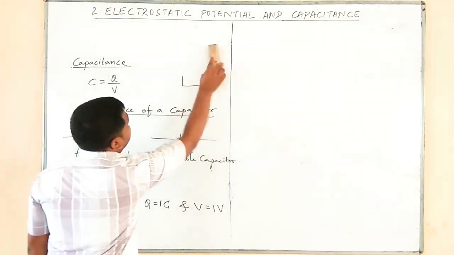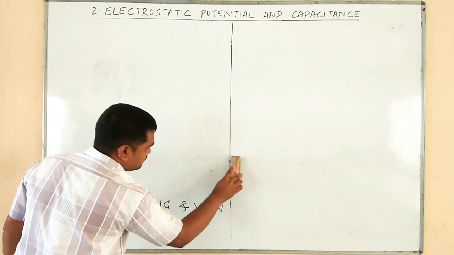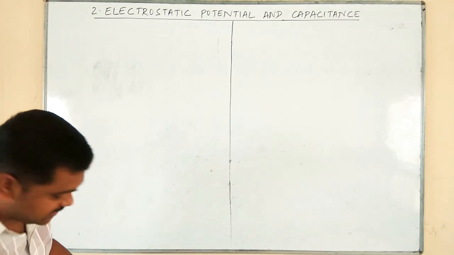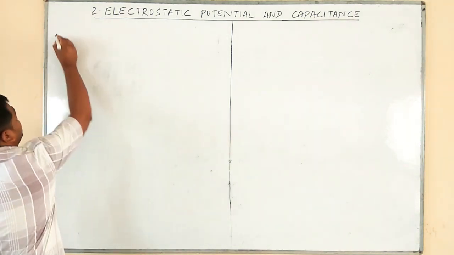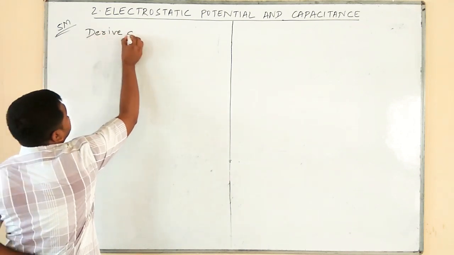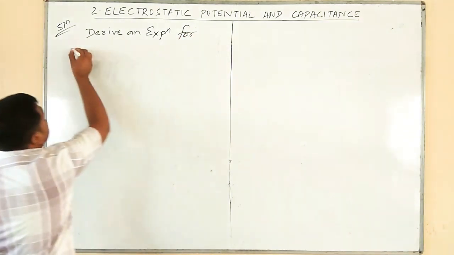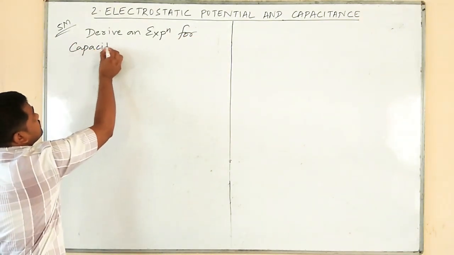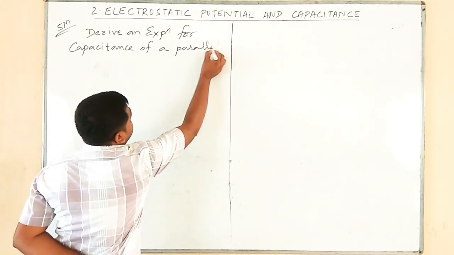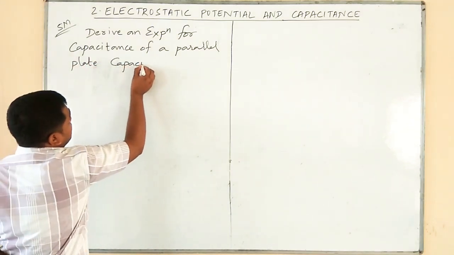That is the expression for capacitance of a parallel plate capacitor. Very important 5-mark derivation. Derive an expression for capacitance of a parallel plate capacitor.